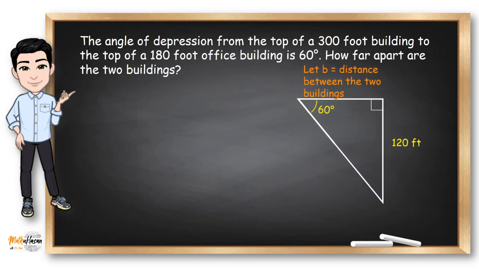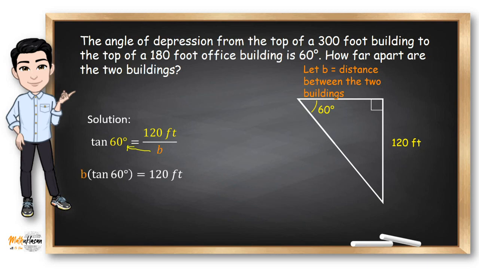And here, we can see that the reference angle is 60 degrees. We have the opposite side and we're missing the adjacent side. So, since opposite and adjacent sides are involved, we can now use tangent. So the solution is tangent 60 degrees equals 120 feet because it's the opposite side over B, which is the adjacent side. By cross multiplication, we'll get this.